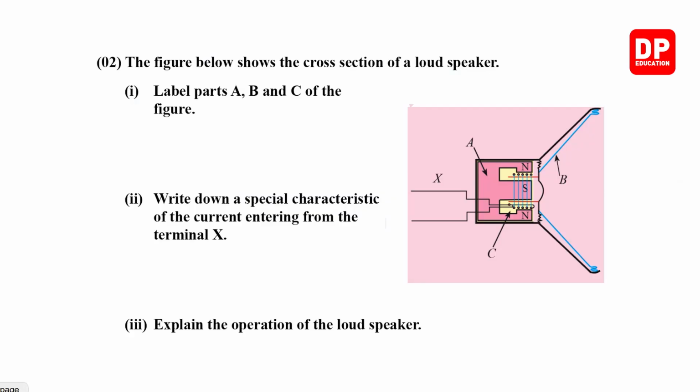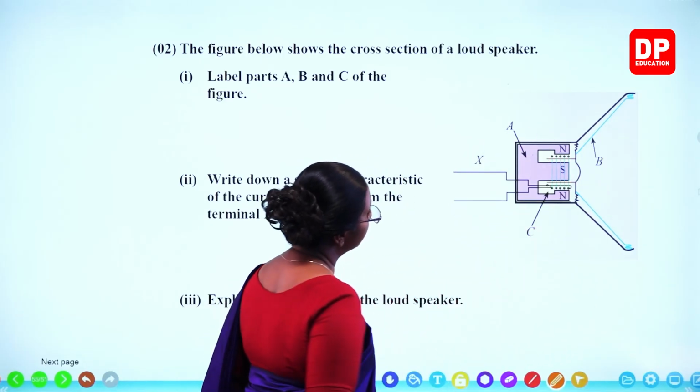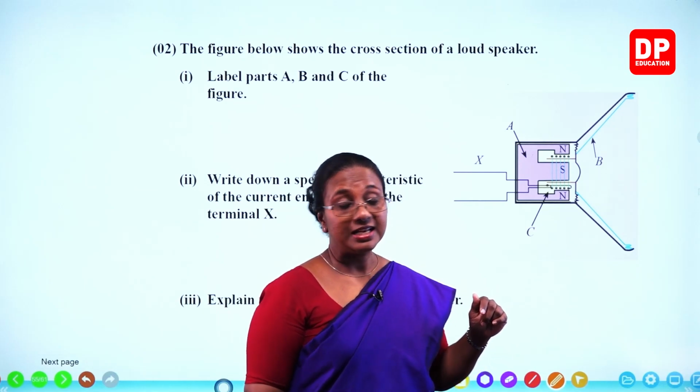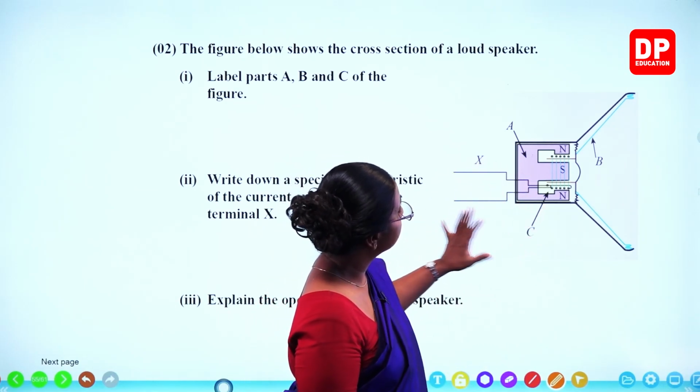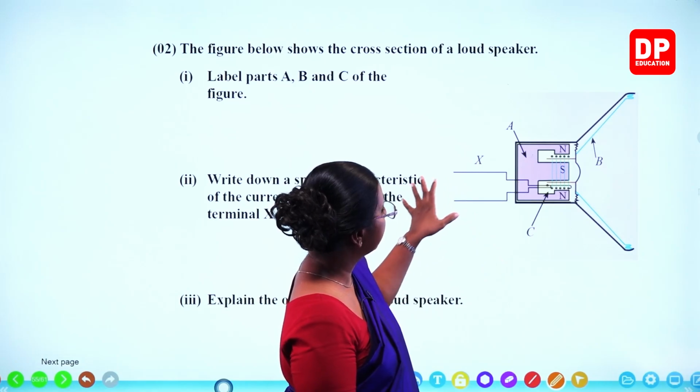So this is the second question. The figure below shows the cross-section of a loudspeaker. So here you can see the cross-section, students. You all have studied that in the lesson. Now the parts have been labeled as A, B, C and X.